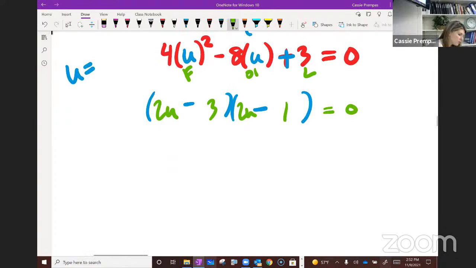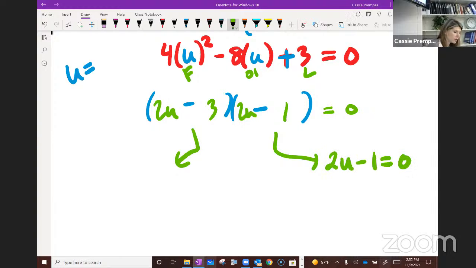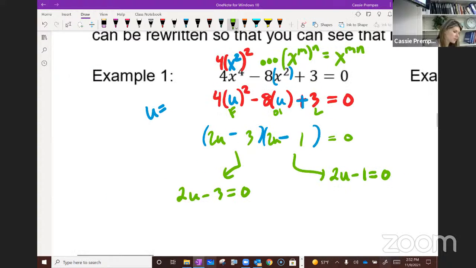Okay, now what do we do next? Yep, copy it over, set them each equal to 0. So I have 2u minus 1 equals 0 and 2u minus 3 equals 0. Oh, and I forgot to write down what Allison said. We're going to let u replace x squared to make it look like this nice, pretty quadratic.